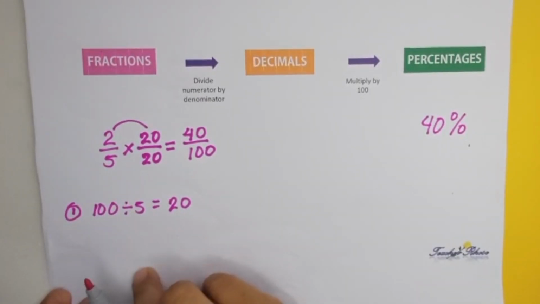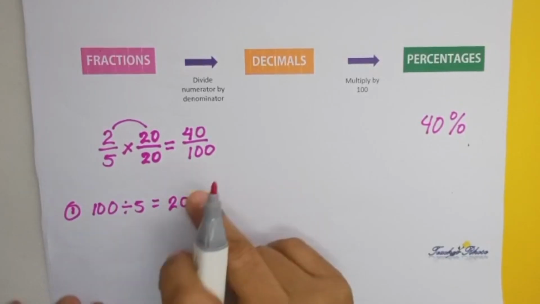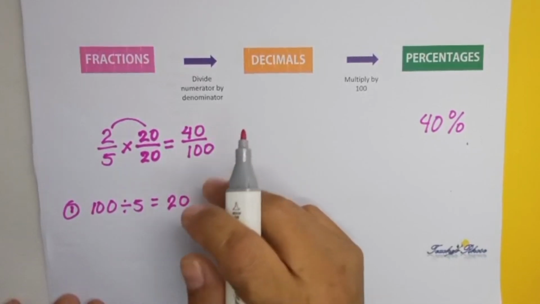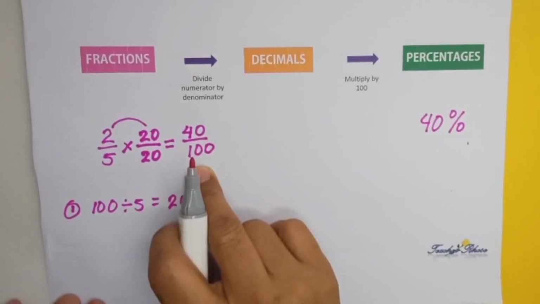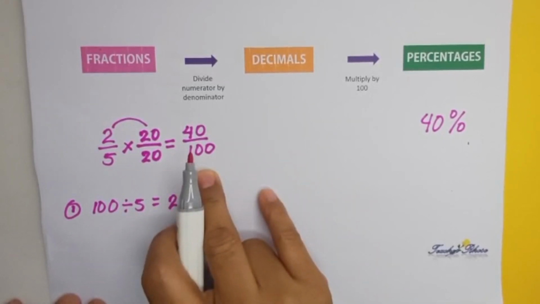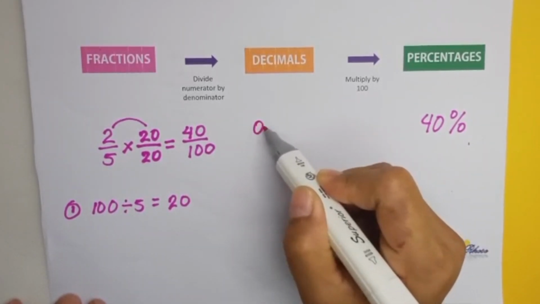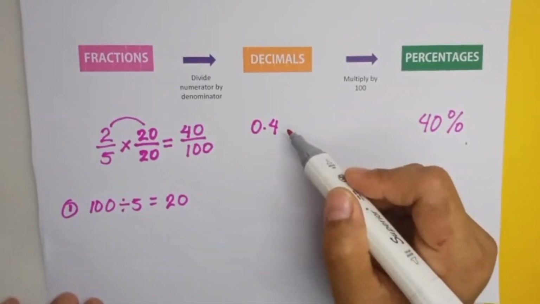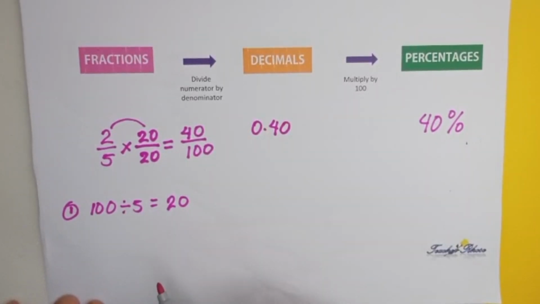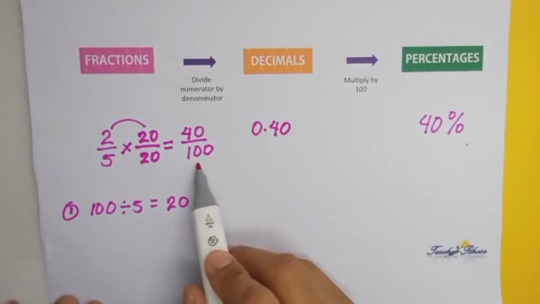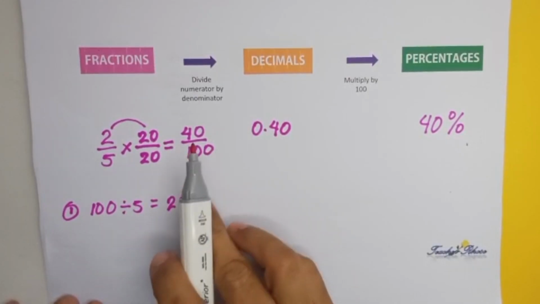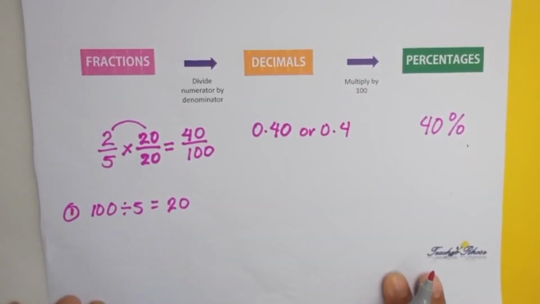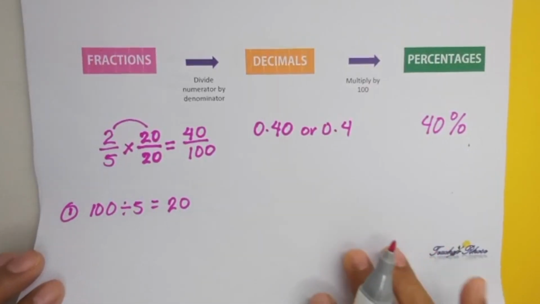Okay? Now, to turn that into a decimal, we can say that 40 over 100 can be written as 40 divided by 100, right? Therefore, you will have 0.4 as your decimal value, or 0.40, right? Because this is over 100. If I reduce it to lowest terms, it can be 0.4 also. Okay, now let's have another example.